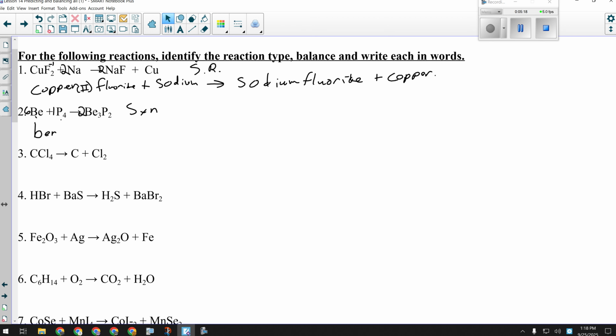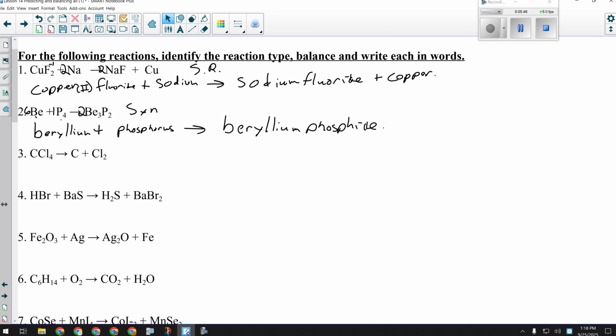And then we would have beryllium plus phosphorus, okay, is going to give us beryllium phosphide. Okay, no Roman numerals or prefixes needed there.